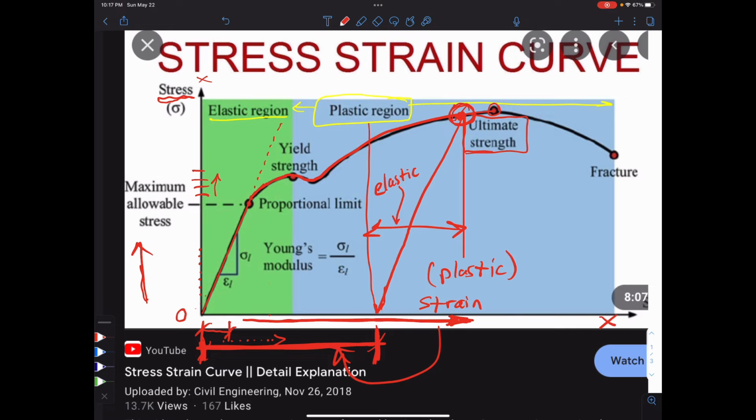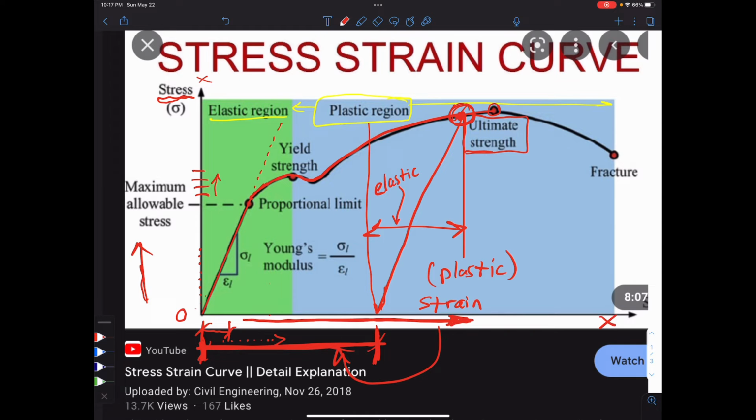Now, some materials will break as soon as they get to their ultimate strength. They will just fracture, okay? And you could think of glass being an example of that. In fact, glass has very little plastic region. It pretty much goes straight from its elastic region into fracturing, okay? Metal has a much larger plastic region.